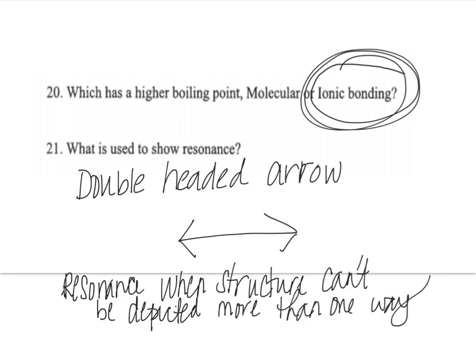What we use to show resonance is a double-headed arrow. And remember, resonance is when we draw a Lewis structure, and usually if it has a double or a triple bond, sometimes we don't always know exactly where that bond is. Is it between the first and second carbon, or the second and the third, or the third and the fourth? And so when that happens, we show all the possibilities of where that bond could end up, and we draw that double-headed arrow, and we consider that to be a resonance structure.